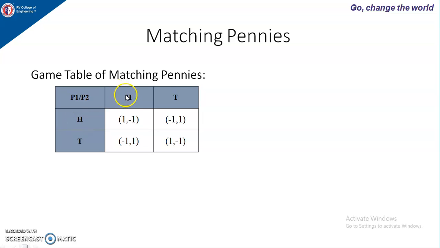When both of them get head, it is a profit for player 1, or when both of them get tail, it is a profit, so the payoff is 1. When one is head and the other is tail, or one is tail and the other is head, the payoff is -1 for player 1. Similarly, for player 2, when both are getting head it is -1, or both of them getting tail, the payoff is -1. And when one gets T and the other gets head, the payoff will be 1.